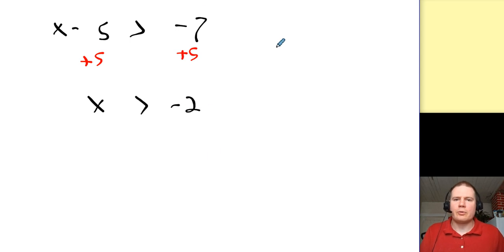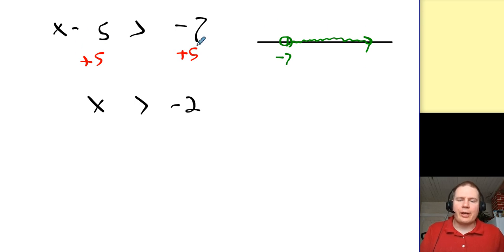I'm still greater, right? If I'm looking at negative 7 on the number line, x minus 5 is a little bit more than that. It's not exactly negative 7. It's something more than that. That green is the x minus 5. So if I add 5 to the negative 7, I get to negative 2.